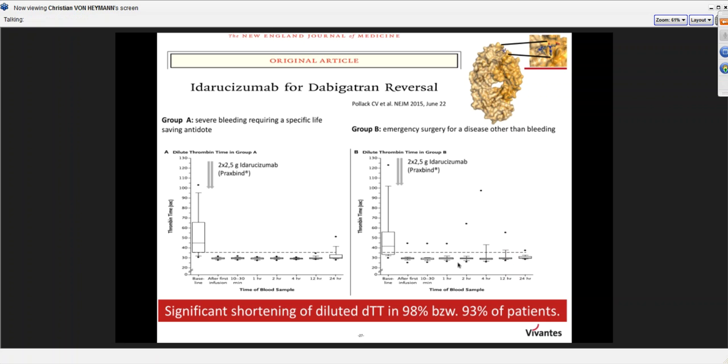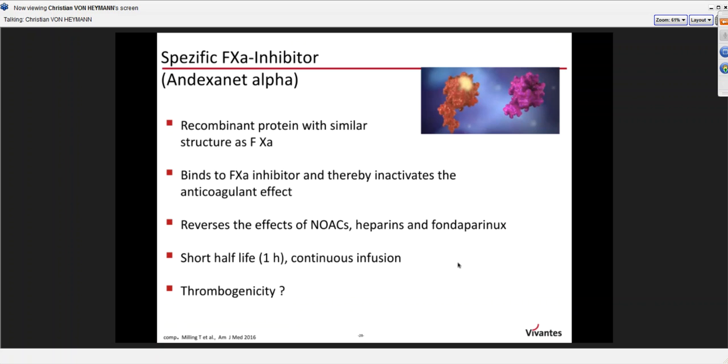This drug has been approved on the European market and is available. And to my understanding and to my experience, we have treated a couple of those patients. It is really effective in reducing the anticoagulant effect of Pradaxa.